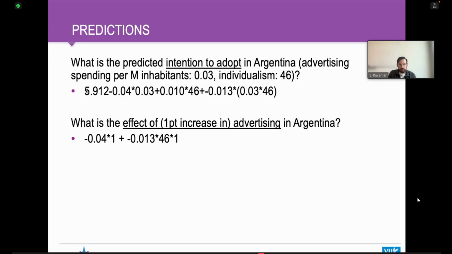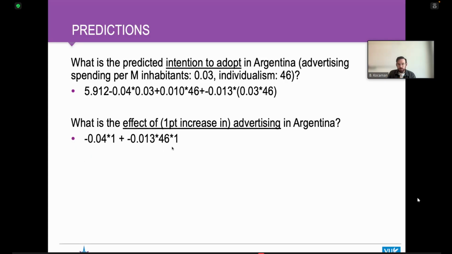This is basically, you include the intercept, the main effect of advertising spending, the main effect of individualism, and their interaction. So there is nothing very different here. You just plug in numbers. When we talk about what's the effect of a 1 point increase in advertising in Argentina, then we can increase advertising by 1. But when we do this, we include the main effect, so there's nothing different again.